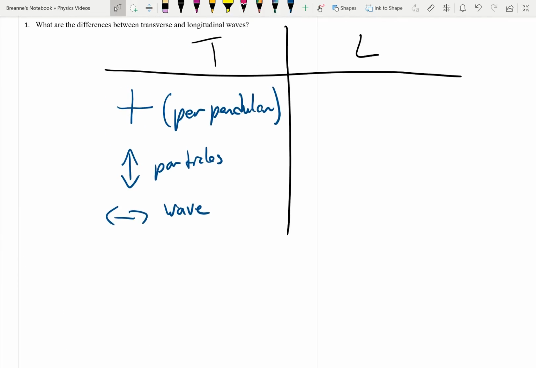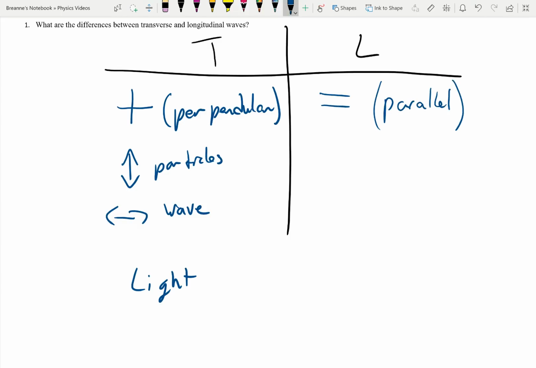Another thing is your transverse waves tend to be light waves. And your longitudinal waves, they move parallel. Again, the particles vibrate or move left and right, and the wave, the energy, is again moving left and right, and they tend to be your sound waves. So those are the big differences between transverse and longitudinal.